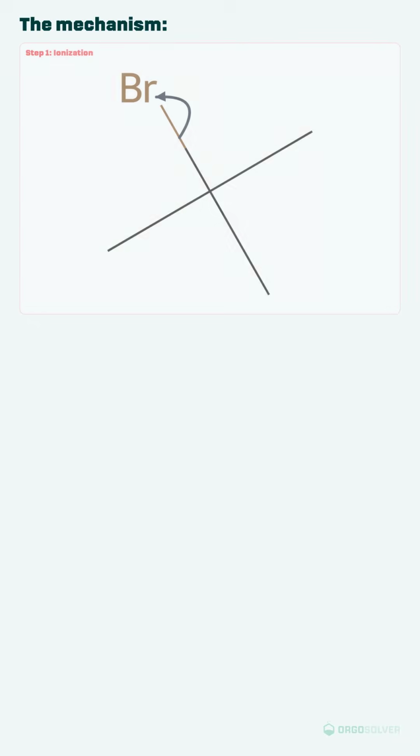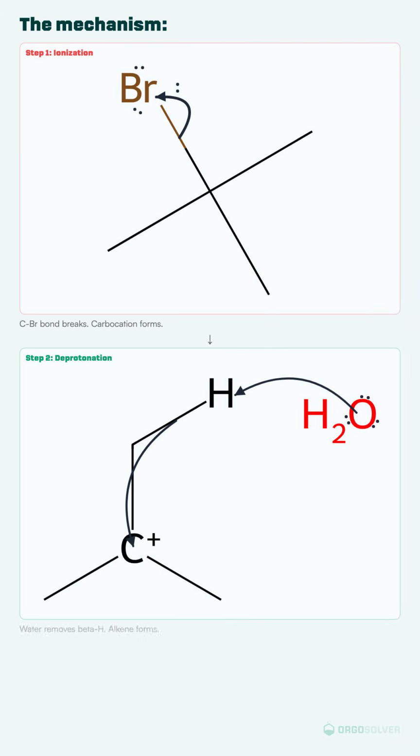Let's walk through the mechanism. The bromine group leaves, you get your carbocation, and then water acts as a base and removes that beta hydrogen. Double bond forms, and you're done.